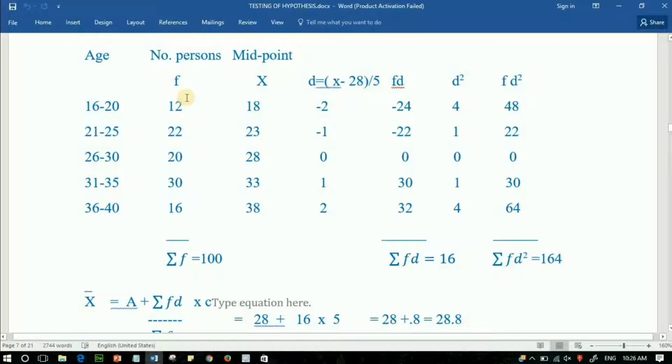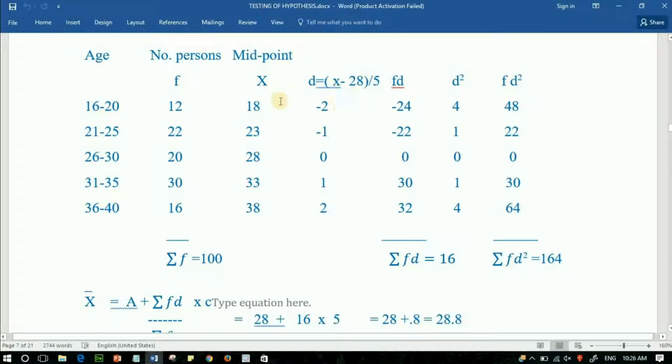Frequencies are given. So we take D equal to x bar minus the middle value. Any value you can choose, but for simplicity we always use the middle value, then the calculation is very easy. D is equal to x minus the mean value, that is 28, all divided by 5. There is no need to divide by 5, we can directly use the numbers. But in this case the numbers are large, so for reducing the numbers we divide by a constant 5.